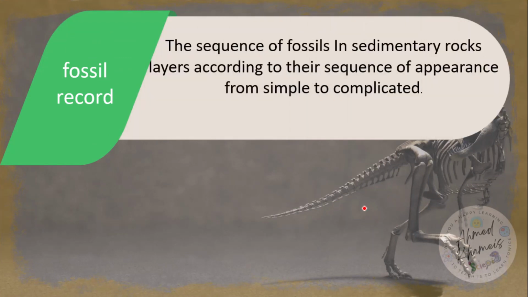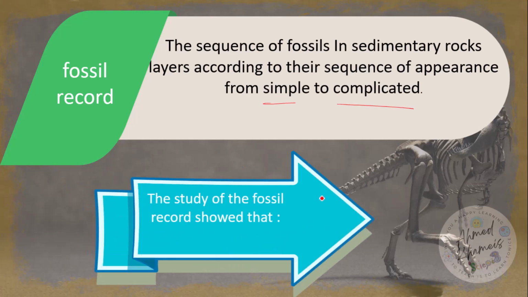And we know the evolution from the fossil record, which is the sequence of fossils in sedimentary rock, according to their sequence of appearance from simple to complicated. So for fossils in sedimentary rock, as we mentioned, the lower layers are much older and much simpler, and as we go up, the fossils become newer and more complicated organisms.